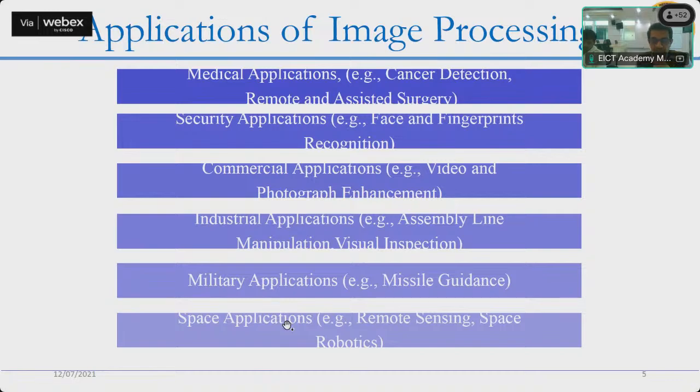Space application. In space applications there is also remote sensing. For example, different types of satellites are going on, so different information is provided from those applications in the form of different images. Space robotics: for example, we are also planning to send an unmanned mission where robots will be there. They will take images and we will be able to know the information in space, either on the Moon, Mars, or a different planet.